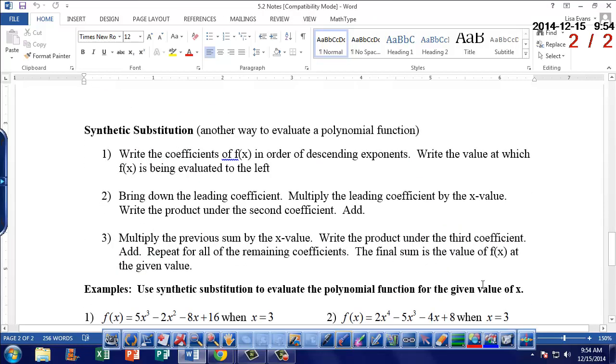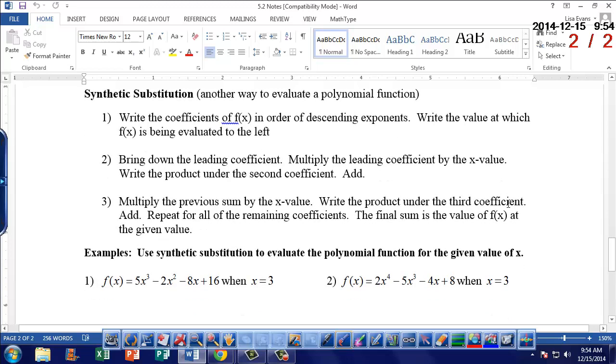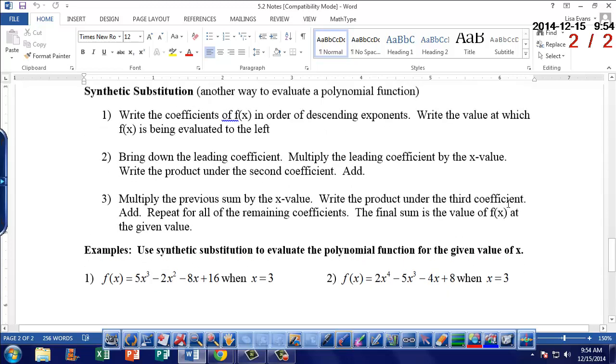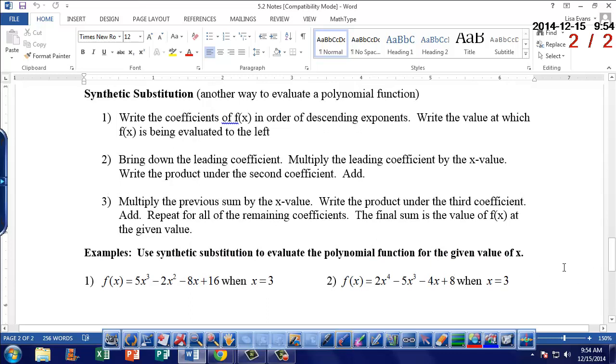Okay, now we're going to do something called synthetic substitution. This is another way to evaluate a polynomial function. Now I'm teaching this because of course you can just do direct substitution, but we're going to use synthetic substitution when we do polynomial division. So this is just warming us up to get to that point. I have the directions written out. Some people like to see the steps when they're doing a problem and some don't.